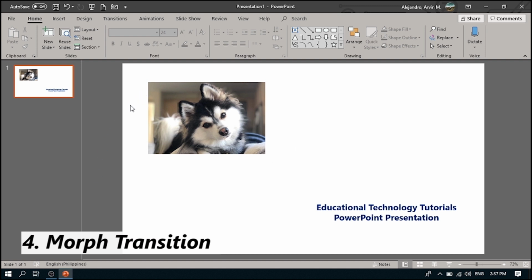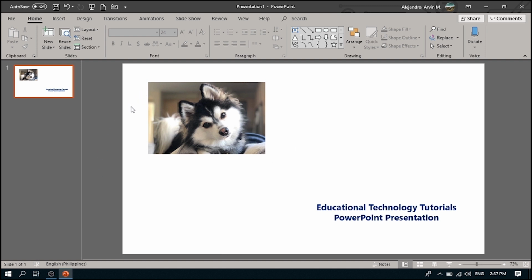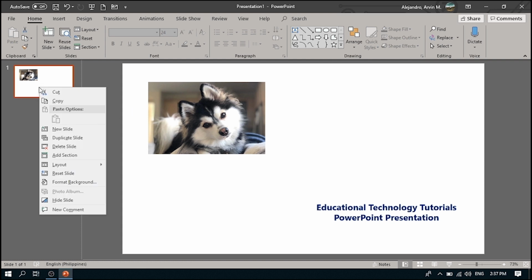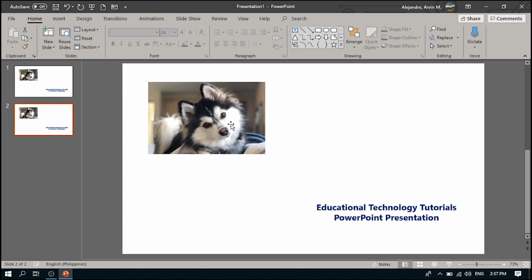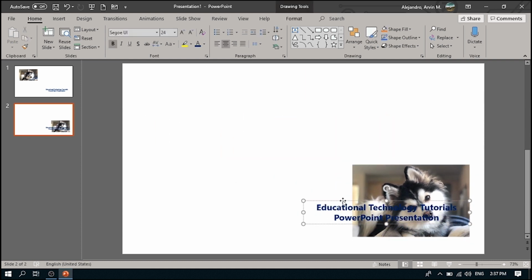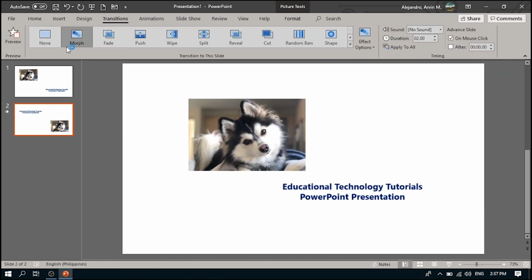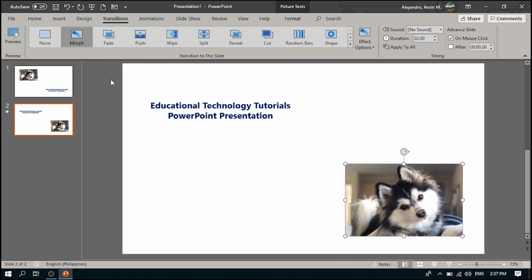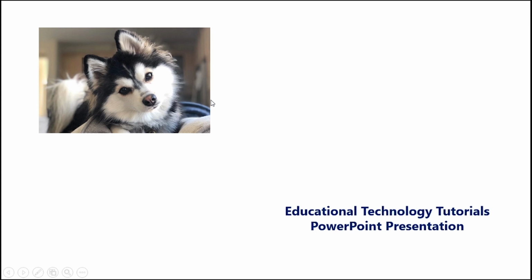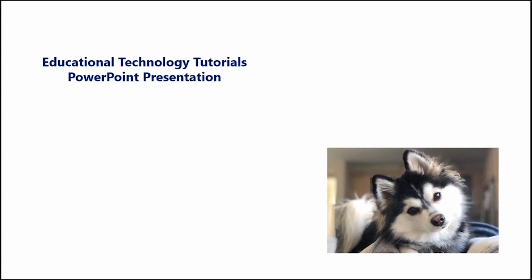Number 4. Morph Transition. Morph is a great tool to transition from one slide to the next. Let's say we duplicate this slide, click on the second slide, then go to Transition and click Morph. Now, you'll see the transition from one slide to another. When you are in presentation, that's the action that will occur.